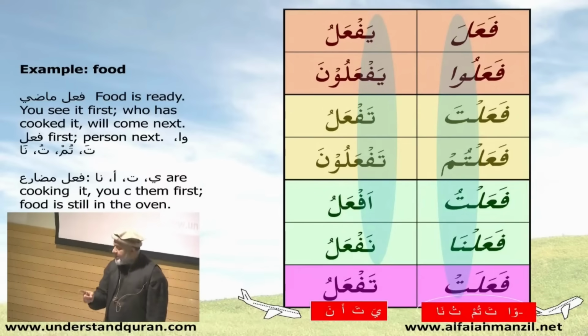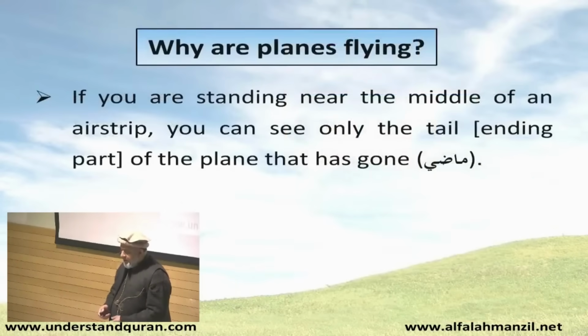Okay? So now you see side by side, you say fa'ala, yaf'alu, fa'alu, yaf'aluna, fa'alta, taf'alu, fa'altum, taf'aluna, fa'altu, af'alu, fa'alna, naf'alu. And here fa'alat, here taf'alu. You see the difference now?